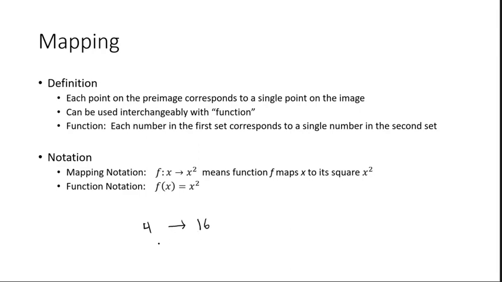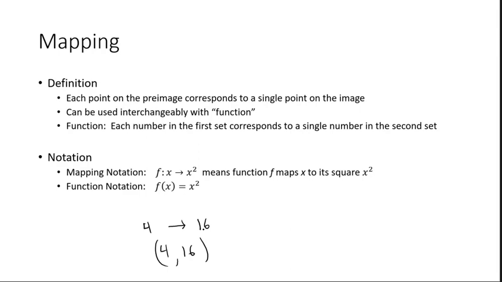And then in algebra, we would write this as an ordered pair. X is 4, y is 16. Your input is 4, you get out a 16. Or we could say your pre-image, your original number is 4, and then your image would be 16. So again, all these terms can be used interchangeably.